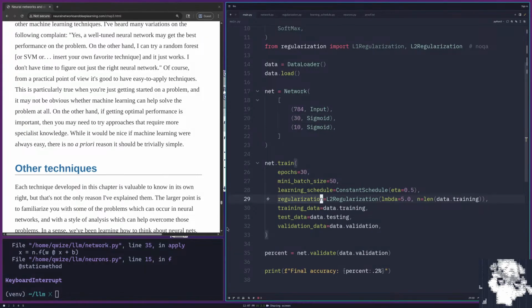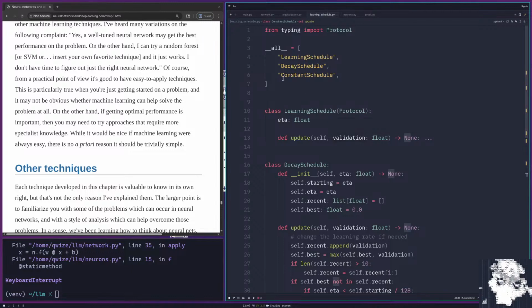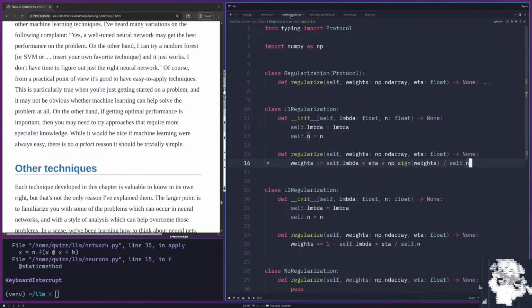So, what did we do last time? Last time we didn't implement that much. We read a little bit about hyperparameter tuning. We implemented this learning schedule thing, which isn't really about hyperparameter tuning, but it's about changing the learning rate as we go.